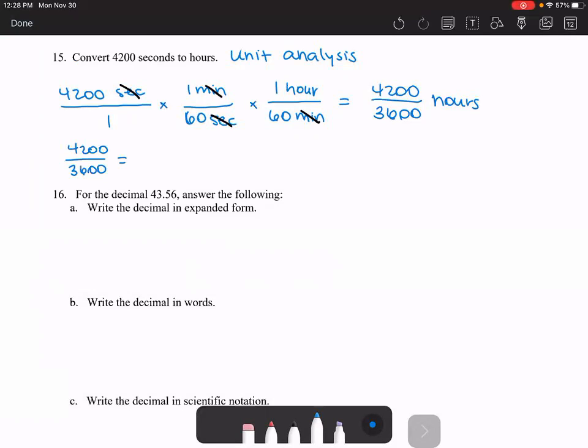Okay, so 4,200 over 3,600, well, that's just 42 over 36. We see that both of those are multiples of 6. So this is 7 times 6 over 6 times 6, and the 6's can cancel. So this is just 7 over 6. So this is 7/6 of an hour.